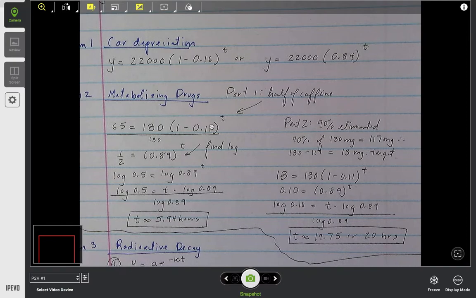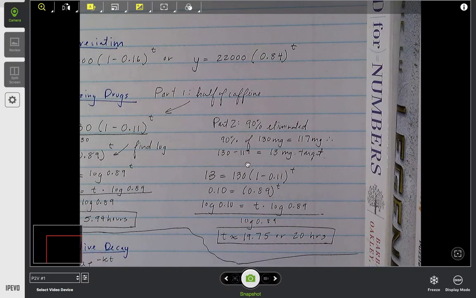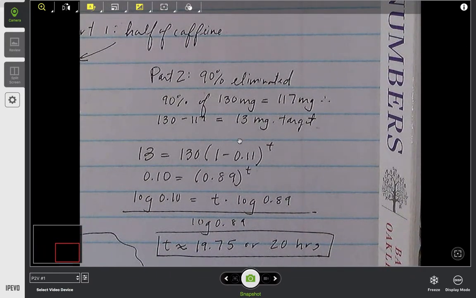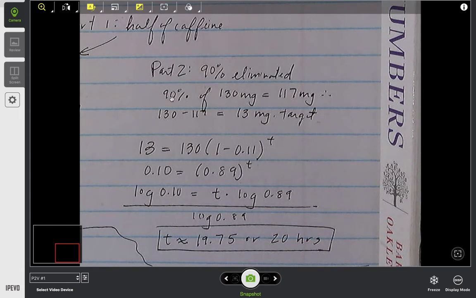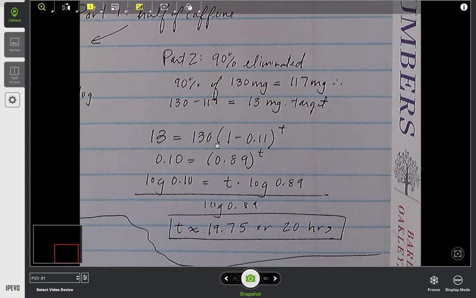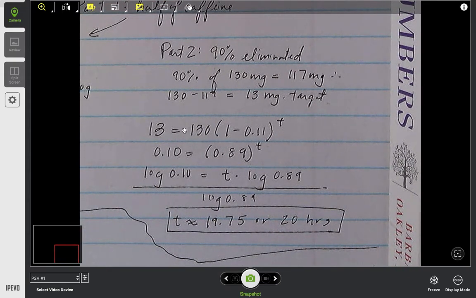The follow-up question wanted to know how long it takes to eliminate 90% of that caffeine. So I went and found 90% of 130 milligrams, and I ended up with 117 milligrams. So the target I'm looking for is, if 90% is eliminated, then I'm just left with 13 milligrams. Once more, I've made use of the same equation, except my target is no longer 65, it's now 13.